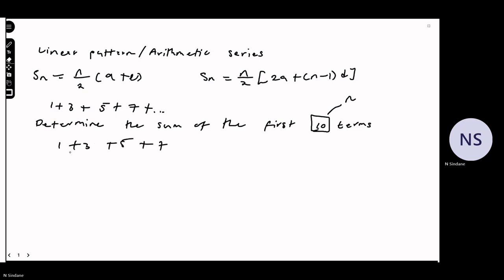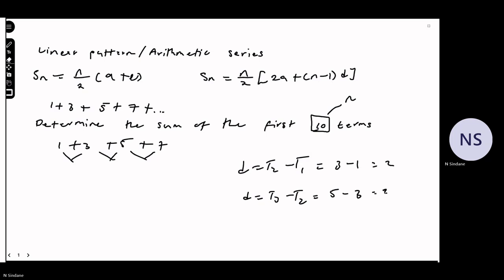We can now calculate the common difference: d is t2 minus t1, which is 3 minus 1, and d is also t3 minus t2, which is 5 minus 3. Both of these give me 2. Therefore this is an arithmetic sequence, and the common difference is 2.